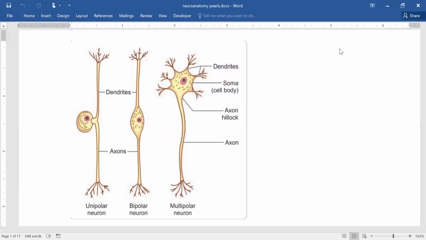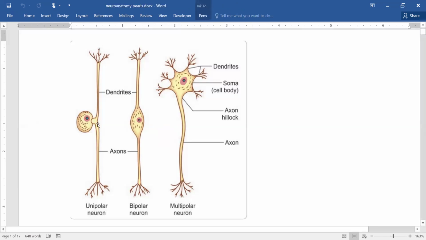Unipolar, you know that a single process comes out from the unipolar neuron and it divides into two branches. One acts as dendrite and the other acts as an axon. So the site of unipolar neuron is the dorsal root ganglia. The only site in the body where a unipolar neuron is present is the dorsal root ganglia.